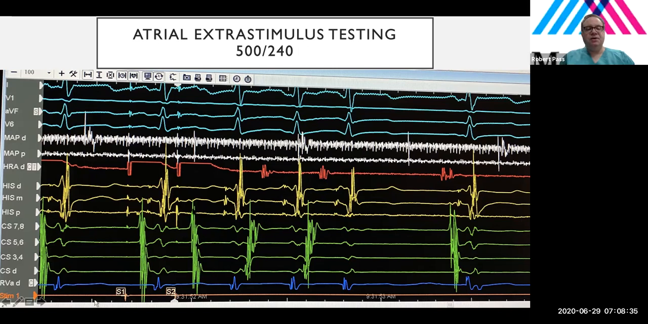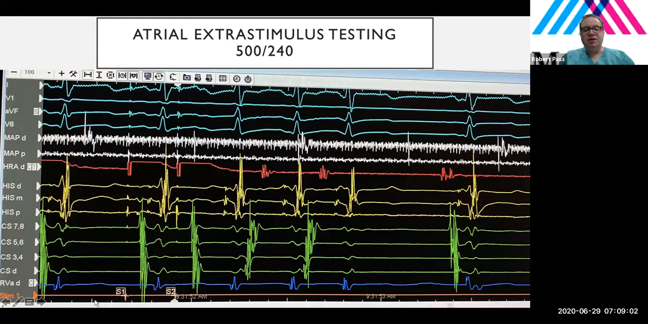That's right. So to say that a little more clearly, this is the drivetrain. S1 always refers to the first number. When someone says 500, 240, they mean S1 is 500, S2 is 240. You can also have an S3 and an S4. In this case, this is single atrial extrastimulus testing. So we're going 500, 240. So we go down the AV node.